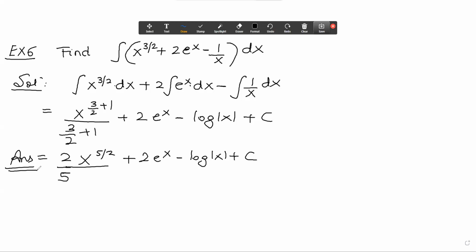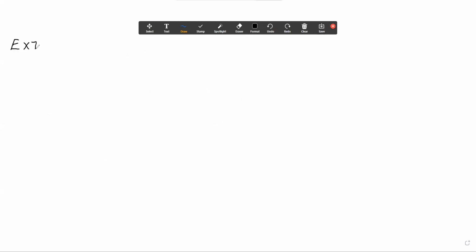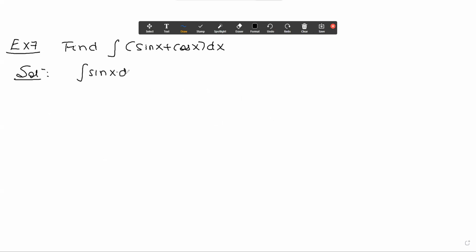So now, example 7. Find the integral of sin x plus cos x dx. Now we have trigonometric based questions. This I can write as integral sin x dx plus integral cos x dx. From the table I have given you, the integral of sin x is minus cos x, and the integral of cos x is sin x, plus c. This is my answer.